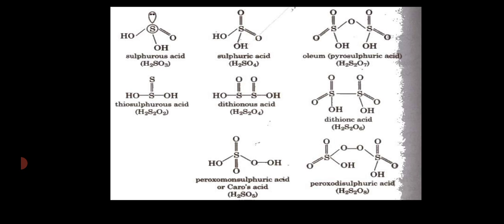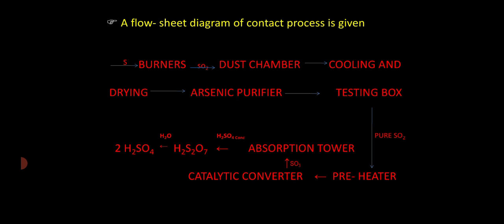Okay, I hope you have done it. You have written it, you have done it. These structures you can find in your book also. It should be there. Got it? And then we will come to the diagram, what you can call the flow sheet diagram.